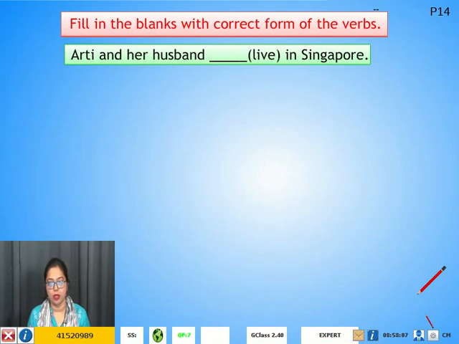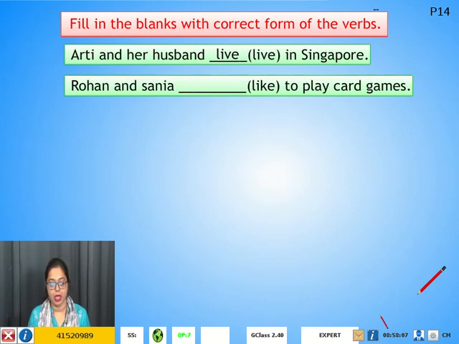So next you have a look. There are certain fill in the blanks. You have to fill in the blanks with the correct form of verbs. So have a look at the first sentence. Aarti and her husband dash live in Singapore. So Aarti and her husband, it will be what? What will be the answer? The answer will be live in Singapore.